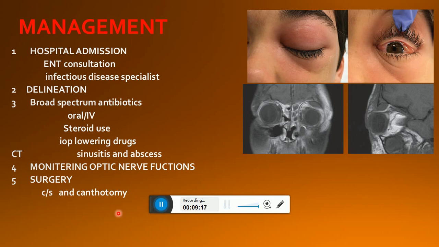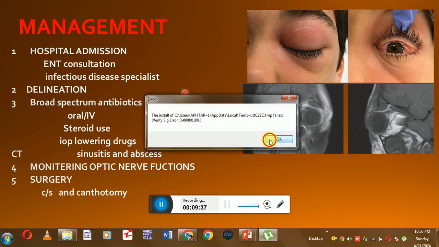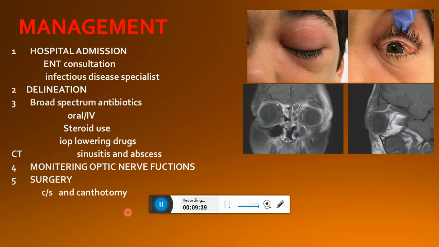Now the treatment. Hospital admission is mandatory, with urgent otolaryngological assessment and frequent ophthalmic review. Pediatric specialist advice should be sought in the management of a child, and a low threshold should be adopted for infectious disease specialist consultation. Delineation of the extent of erythema on the skin using a surgical marker may help in judging progress.